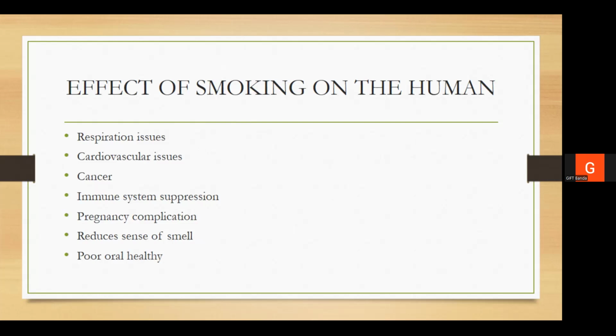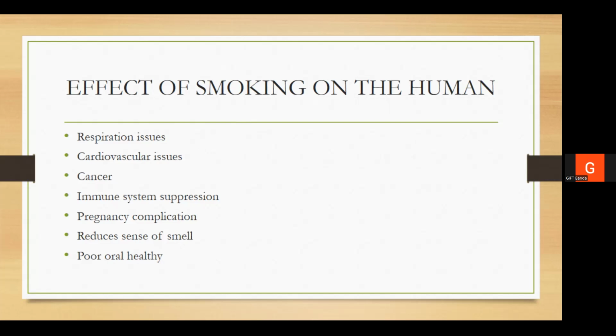Respiratory issues here are likely to cause you COPD, chronic obstructive pulmonary disease, including chronic bronchitis and emphysema, meaning you are going to have difficulties in breathing. Cardiovascular problems here deal with the risk of heart diseases such as stroke and hypertension. This reduces the oxygen-carrying capacity of the body due to carbon monoxide binding with hemoglobin.